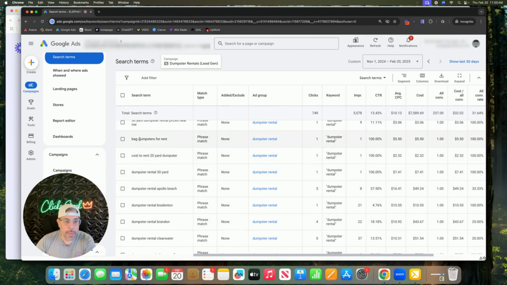Oh, here's one. Bag dumpsters for rent. So in this instance, I'm just going to take the word bag and add that to my negative keyword list. If you don't have this tool, you can soon. I'm going to release it soon. But you're going to have to copy this keyword and paste it in a notepad or a Google Sheet, whatever, to build your root negative keyword list.